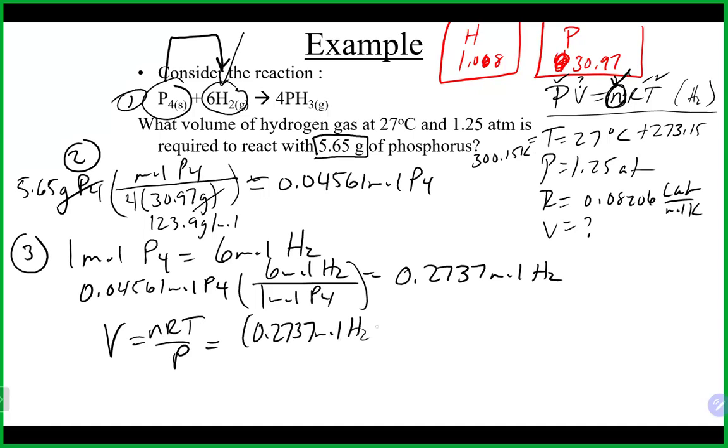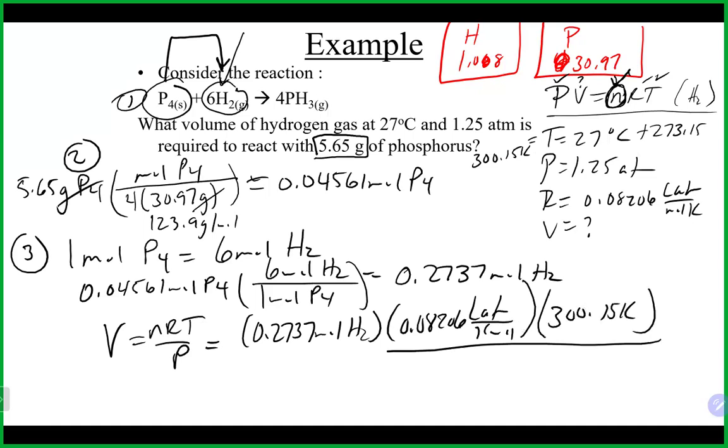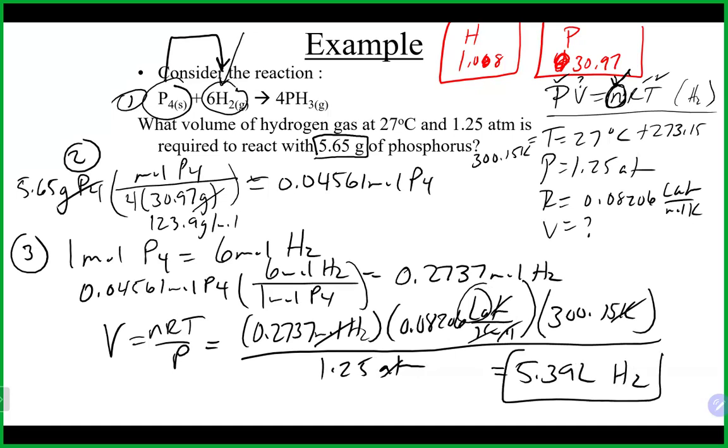0.2737 moles of hydrogen, 0.08206 liter atmosphere per Kelvin mole, temperature 300.15 Kelvin, all divided by our pressure, which is 1.25 atmospheres. Atmospheres cancel, moles cancel, Kelvin cancel, leaves us liters left over. Going to get us about 5.39 liters of H2 in this case.